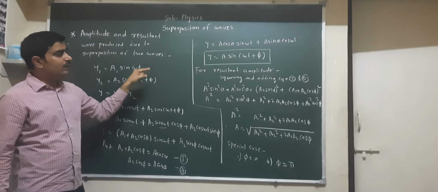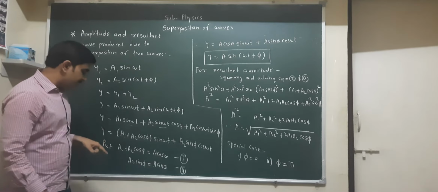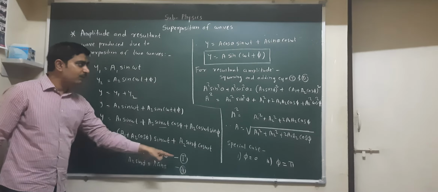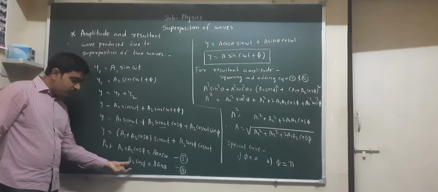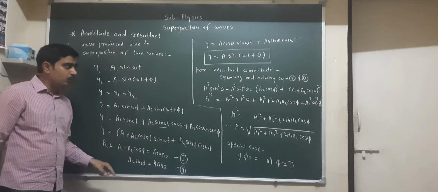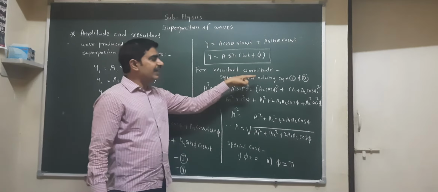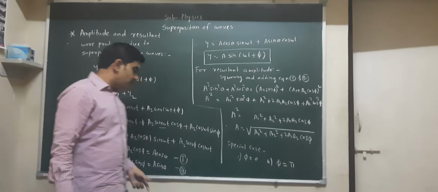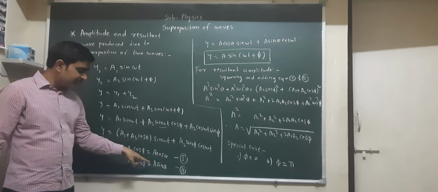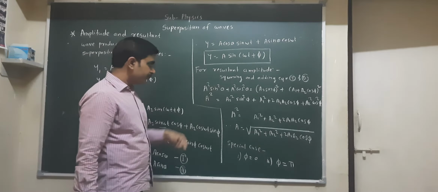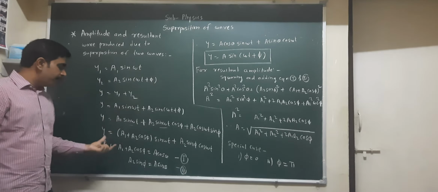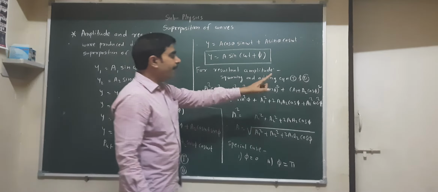After this, for resultant amplitude, friends, the equation a1 + a2 cos φ = A cos θ will be considered as equation number 1, and a2 sin φ = A sin θ will be considered as equation number 2. Now squaring and adding equations 1 and 2. So we have to square and add LHS as well as RHS. So A² sin² θ + A² cos² θ = (a2 sin φ)² + (a1 + a2 cos φ)².